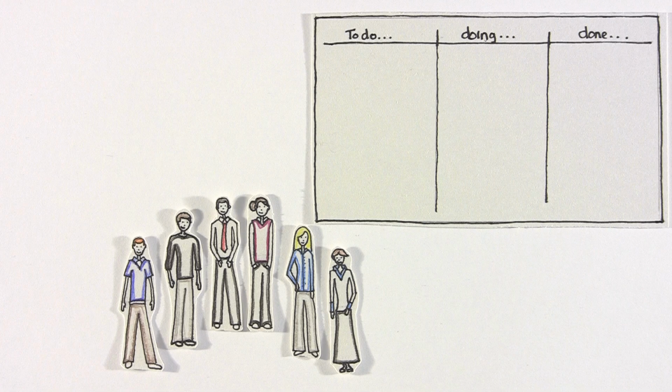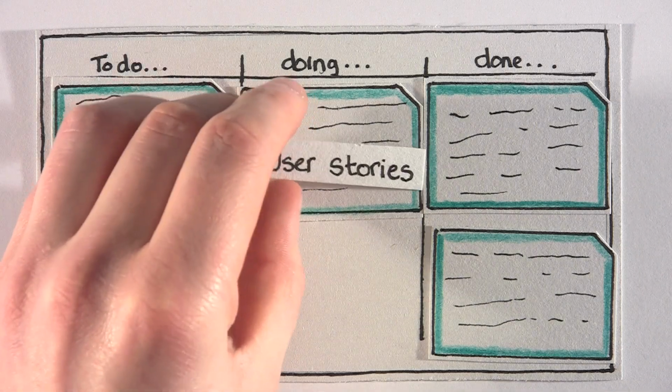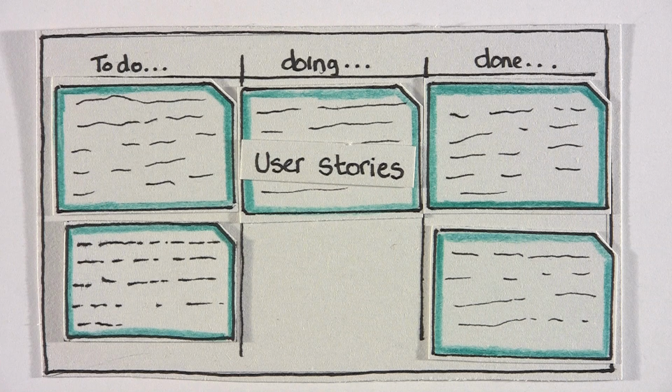When Agile teams capture requirements, they do so from a perspective of the user. Hence we call the requirement user stories. They are written on index cards, which we then call story cards.